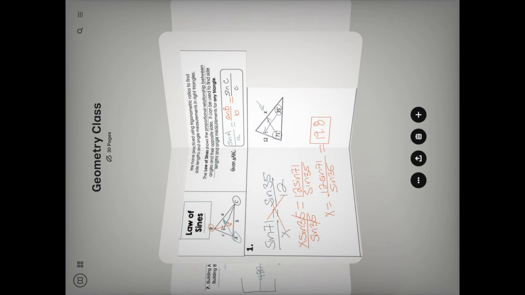That's all for law of sines. Next is going to be law of cosine.